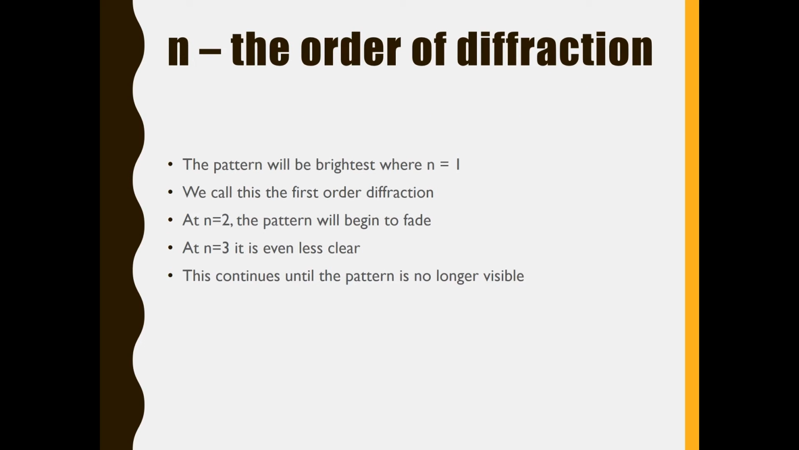So the order of diffraction is basically how many times it is diffracted, with 1 being the brightest, and then as it diffracts further out, there are increasing numbers of n, but they become less and less intense, they become less clear, until eventually you can no longer see the pattern. Now, like I said, with rainbows, you usually only see 1, sometimes you see 2, but you never see a third. And that's because by the third one, it's lost all of its intensity.